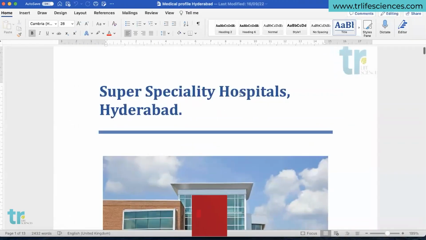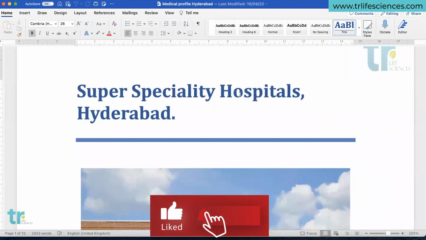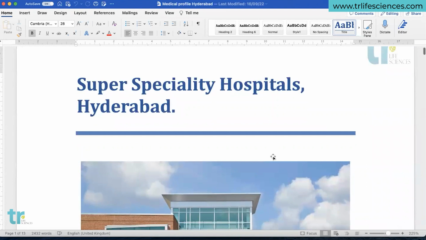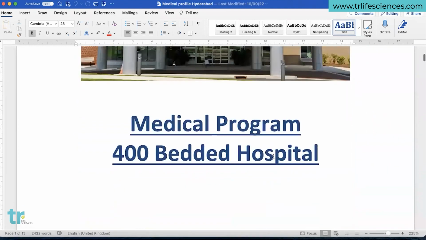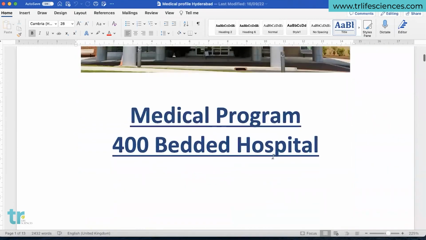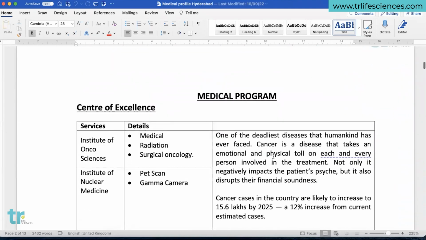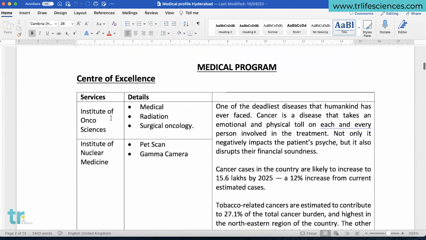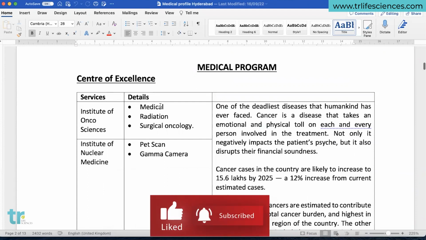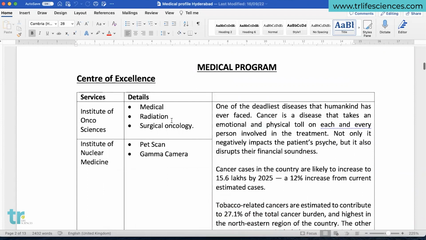This is one sample, actually one client presentation which we did for a Hyderabad hospital. It was a 400-bedded hospital. So like I said, we start with the centers of excellence, basically the departments which will be the focus. Here, the first one is the Institute of Oncosciences. Then the details related to that department: medical oncology, radiation oncology, surgical oncology. Along with that, there will be a nuclear medicine department.